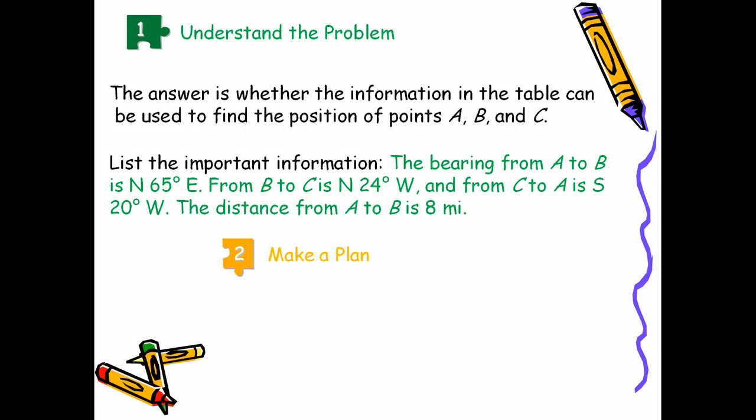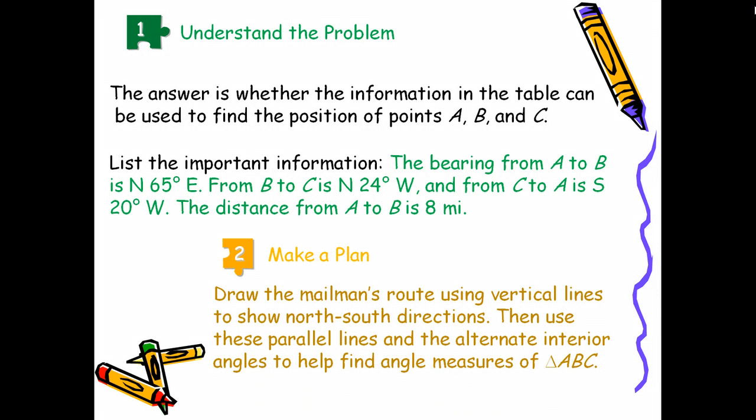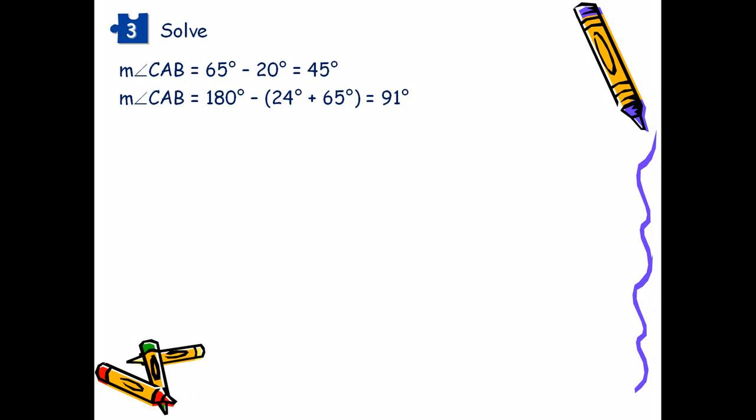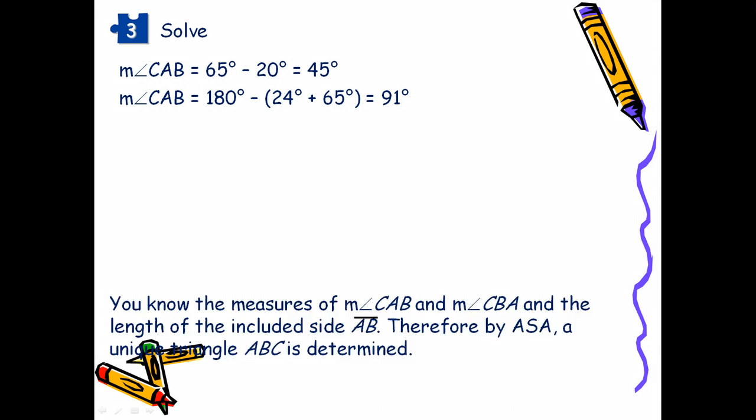Step 2, we need to make a plan. It's hard to solve any problem without a plan. So let's draw the mailman's route using vertical lines and show the north-south directions. Then we'll use parallel lines and alternate interior angles to help find the angle measures of triangle ABC. So let's solve this. The measure of CAB is 65 degrees minus 20 degrees, so that's 45. The measure of CBA is 180 minus the 24 plus 65, which is 91.